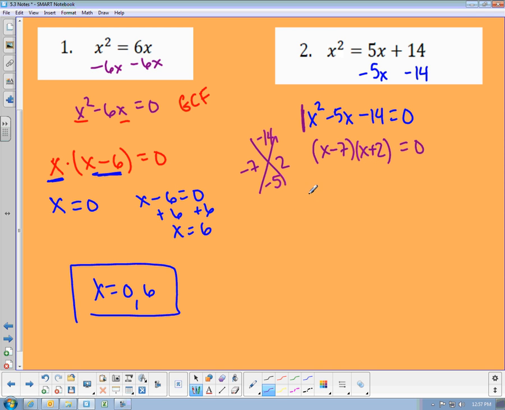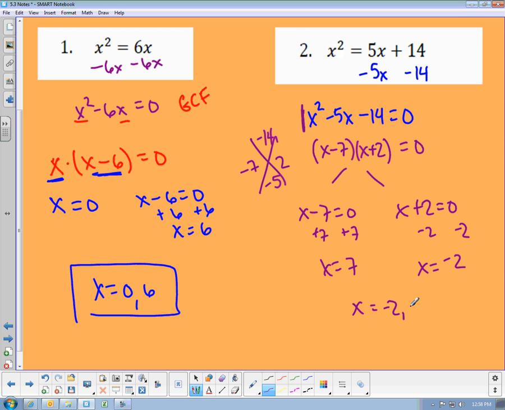And then that gives me these two separate equations. I have x minus 7 equals 0 and x plus 2 equals 0. So add the 7, x equals 7, and subtract the 2, x equals -2. You can leave them as two separate solutions like that, or you can list them together. -2 and 7 are your two solutions.